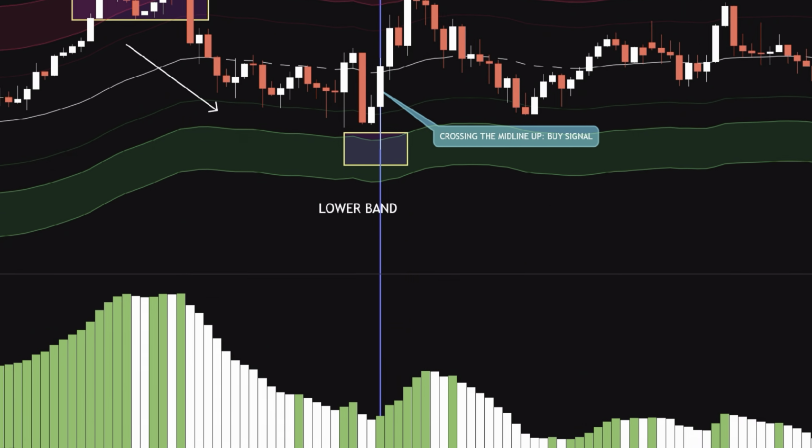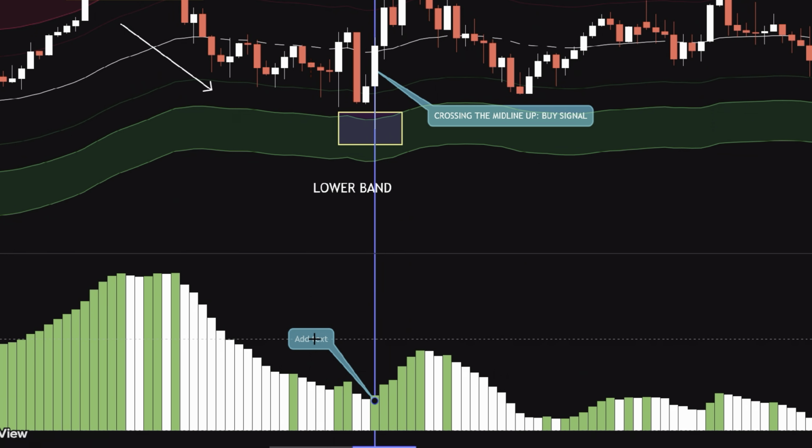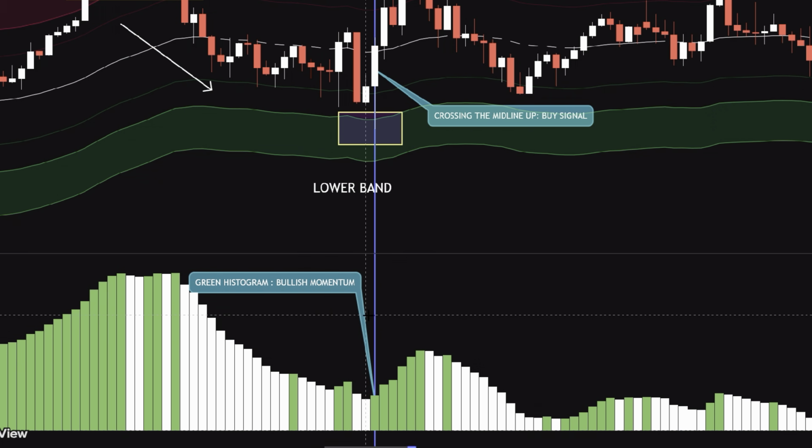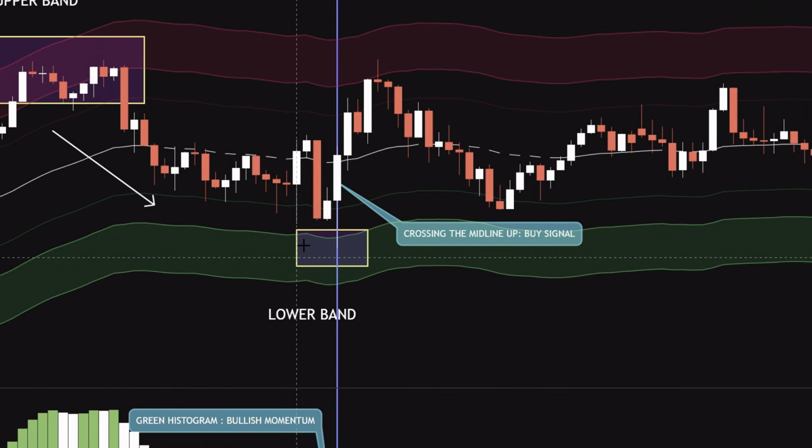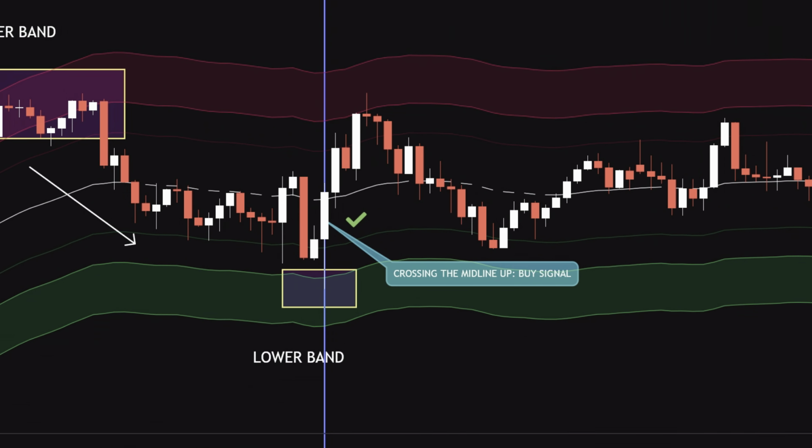Check the CM-MACD. If the histogram is still green and above 0 at the moment of that midline break, that's your confirmation. High probability long entry. Bullish momentum is behind the move, and the Fibonacci structure has validated the level. You're not guessing, you're executing a system.